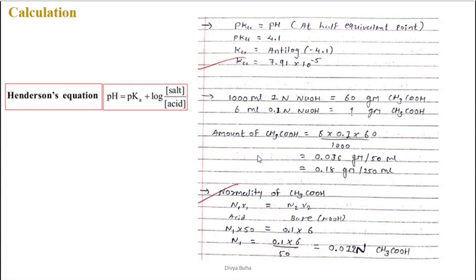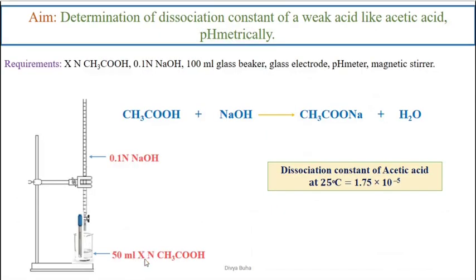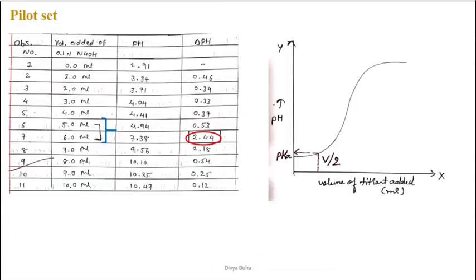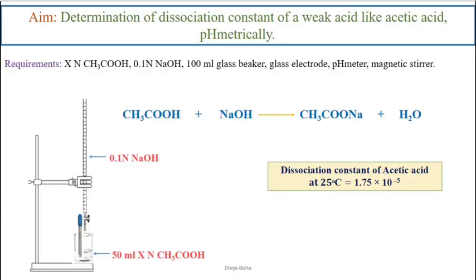So in this way you can find out the amount of acetic acid in gram per liter or gram per 250 ml. You can even find out the normality of the acetic acid solution which is given to you, which is unknown. For that, the N1V1 equals N2V2 formula is used, and easily you can find out the normality of the acetic acid which is given. So in this way you can easily find out the dissociation constant value of a weak acid. Even with the help of the same practical, in the same manner, you can find out the dissociation constant value of monochloroacetic acid, which is again a weak acid.